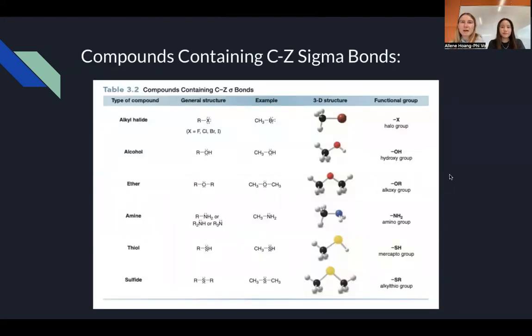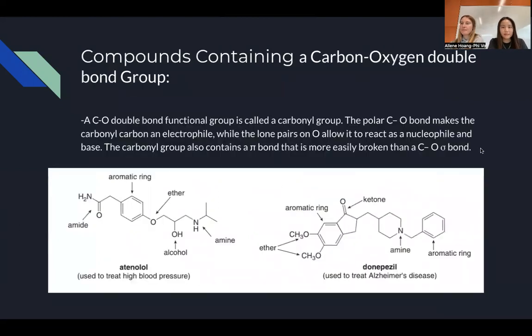And here are some examples of compounds containing carbon-Z bonds, where Z is any electronegative atom. So next we have compounds containing a carbon-oxygen double bond group. And so a CO double bond functional group is called a carbonyl group. And in this, the polar CO bond makes the carbonyl carbon an electrophile, while the lone pairs on the oxygen allow it to react as a nucleophile and base. And the carbonyl group also contains a pi bond that is more easily broken than a CO sigma bond. And so we have two examples of that. We have atenolol and donepezil. And you can see the functional groups in these two molecules.